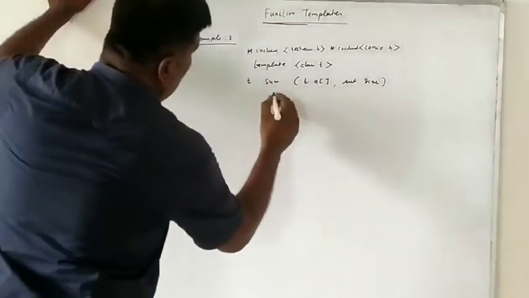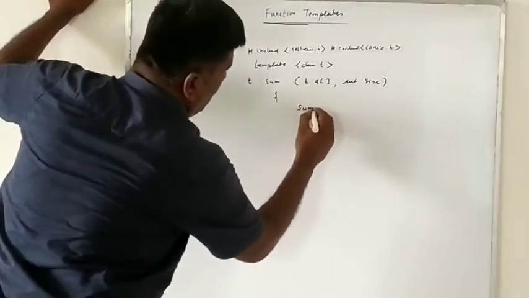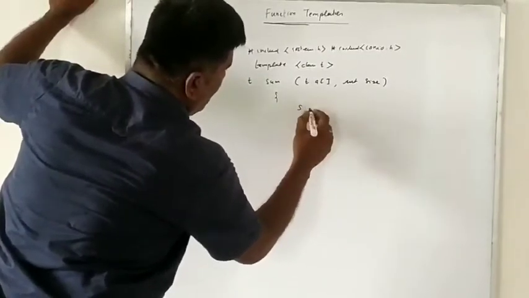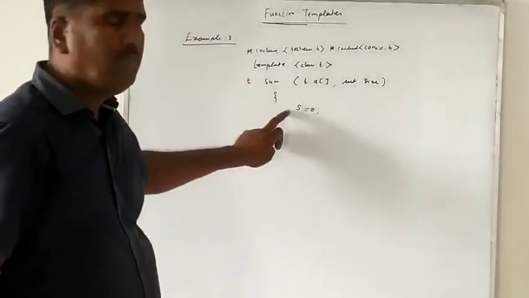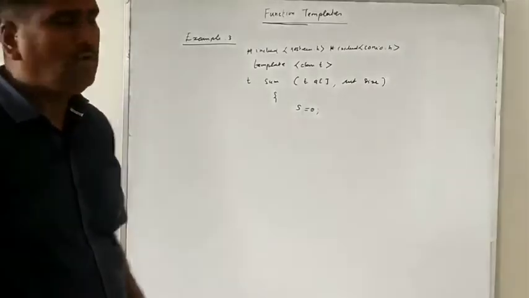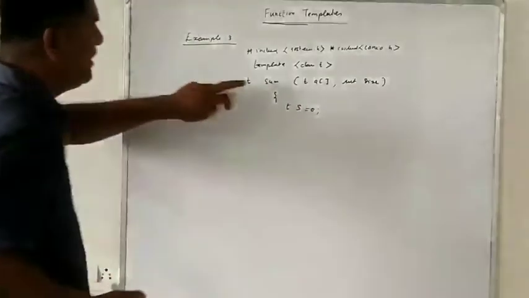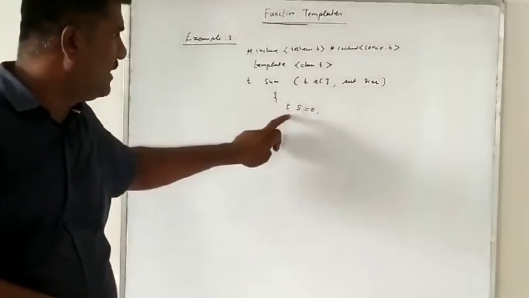Okay. So then you put the sum: S equal to 0. S is what type? Is it integer type or float type? We don't know, so you put T. Suppose you pass an integer, then everything in T is integer.